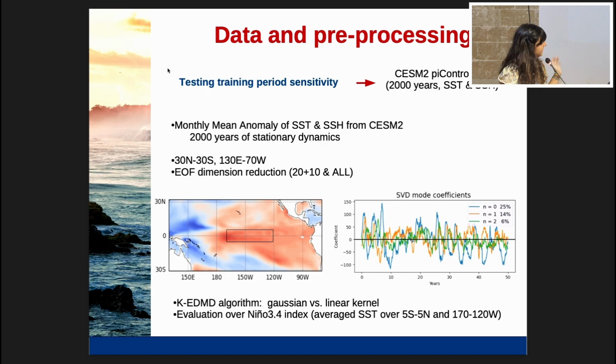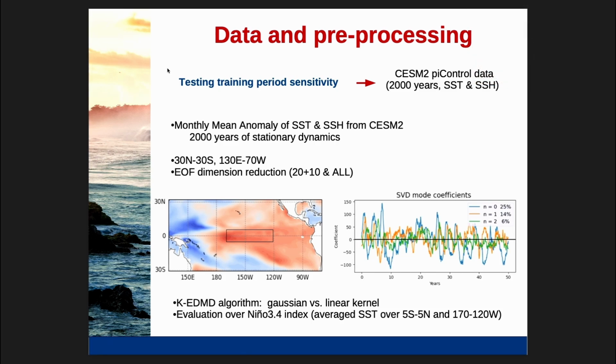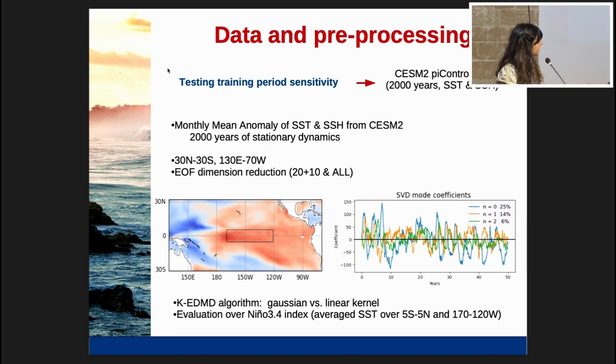And we did this because this is a very, very common setting for LIM forecasting. As Antonio said, we need to do an EOF dimensionality reduction to be able to apply LIM. And then we also kept all of them. And we have been using Stefan's code, the KEDMD algorithm, comparing both the Gaussian and the linear kernel, and then we evaluated our forecast on the Niño 3.4 index, which is the temperature average over this box in here.